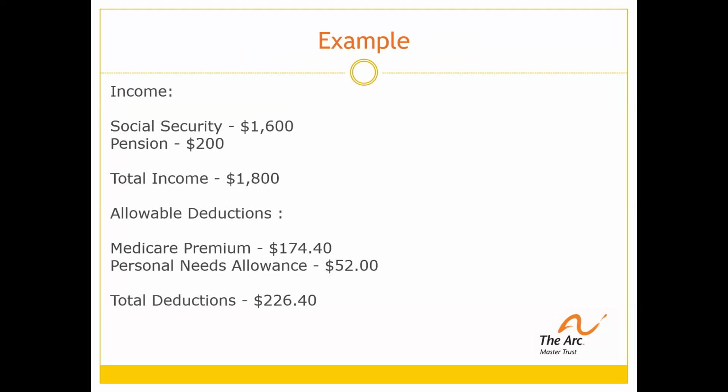So let's take a look at an example. To give you an example of how this could look, let's say we have an individual who is receiving $1,600 in Social Security as their income each month. They also have a $200 monthly pension. This means that their total income is $1,800 per month. They also have to pay Medicare premiums totaling $174.40 and have a personal needs allowance of $52. Their total deductions are $226.40.